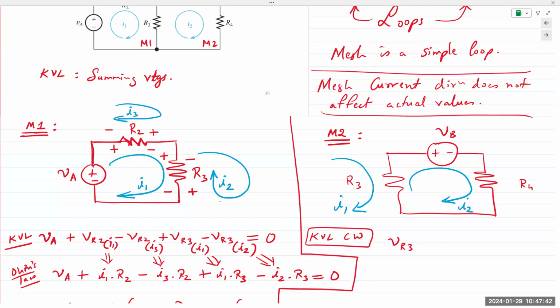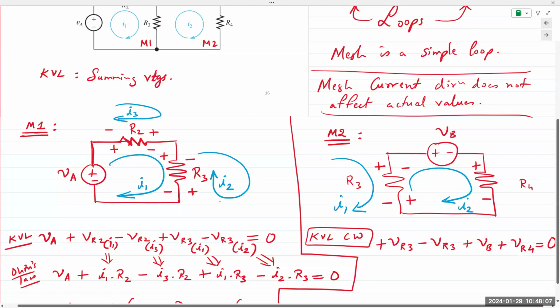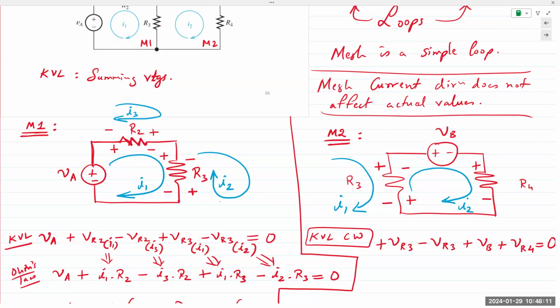I get plus VR3 minus VR3, because it causes a voltage drop in these directions. And this would be plus and minus. So plus VR3 minus VR3 plus VB plus VR4 is equal to 0. The first VR3 is due to the current I2. The second one is due to I1. So I'm summing up the voltages also in a clockwise direction. And that's why I have plus VR3 and minus VR3.